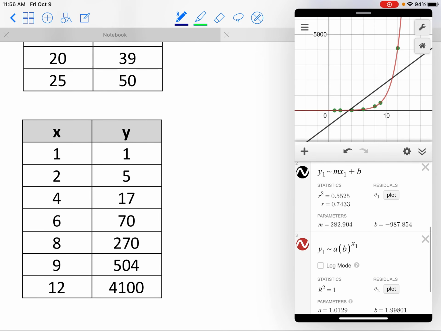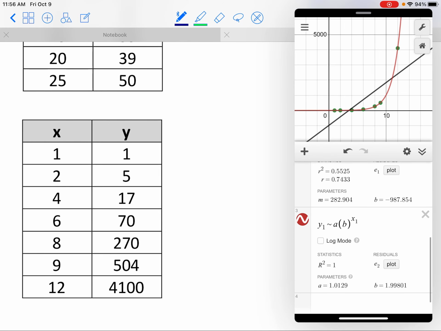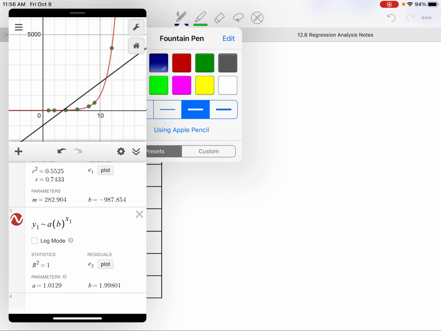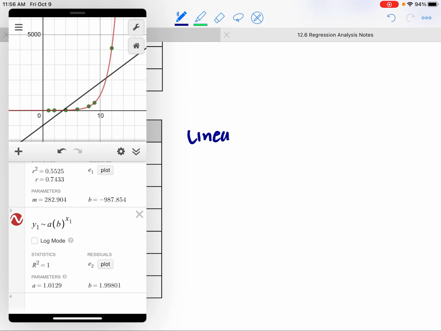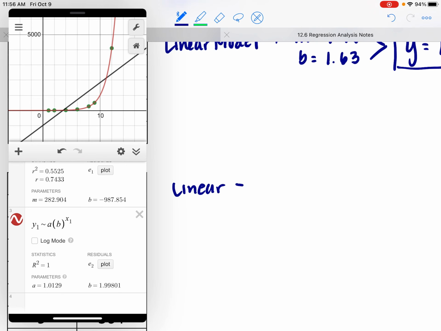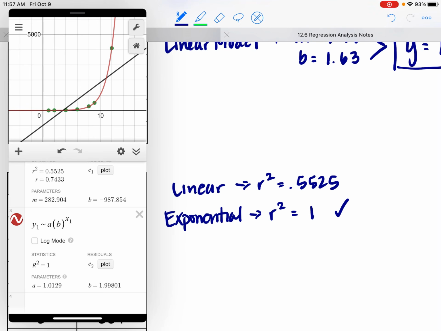And that's why if you look at the correlation for the linear model, r squared is kind of weak, right? About 0.55. And then here for the exponential, r squared is equal to 1. That's an exact match. And you can see that on the graph. So that model is a perfect match for that data. Okay? So for linear, how did I write this here? For linear, r squared was about 0.5525, and then for exponential, the r squared was 1, which is obviously as good as it's going to get.